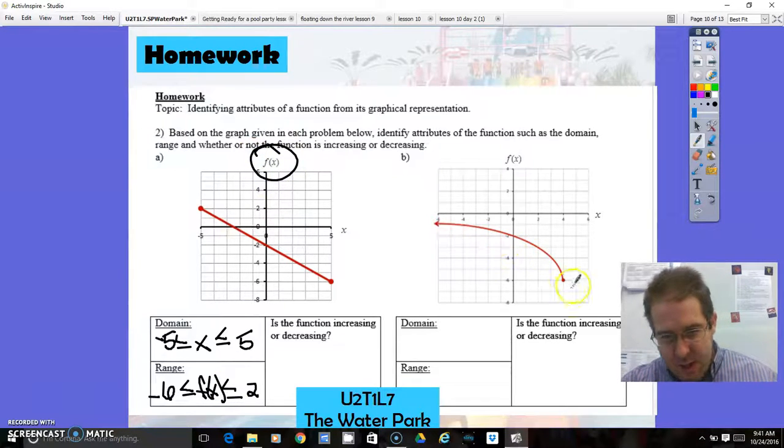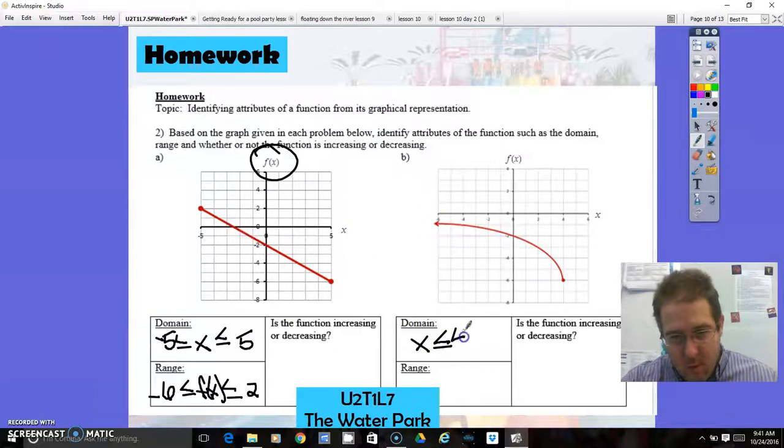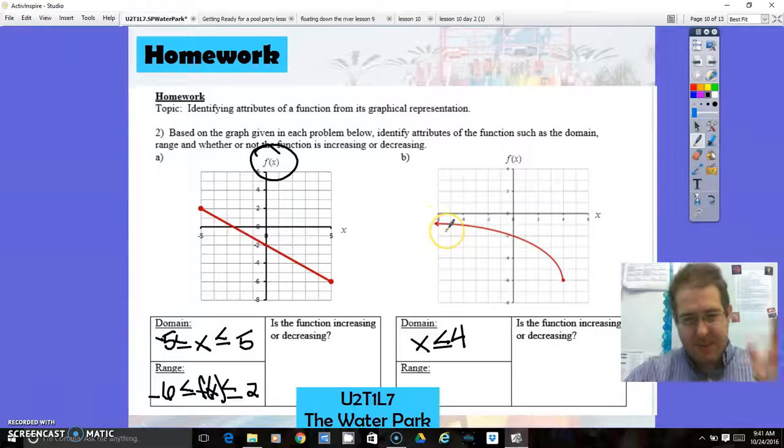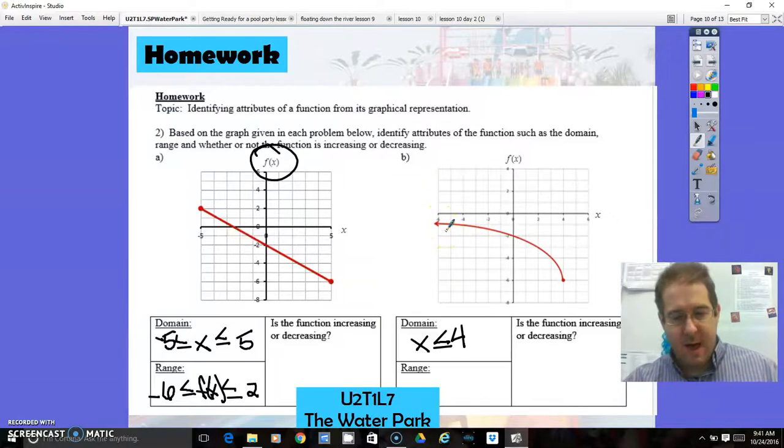The domain of this function, it looks like it's going infinitely to the left, starting at 4. So x can be anything less than or equal to 4 because it is a closed dot here. The entire function is pointing to the left, infinitely. You're probably wondering, why didn't I use a compound inequality? It's because this is only going infinitely in one direction. There is no stopping point to the left, so I'm not going to say it's between these two numbers. It's everything to the left of 4, including it.